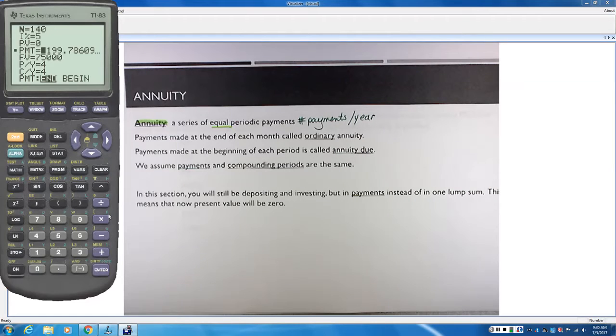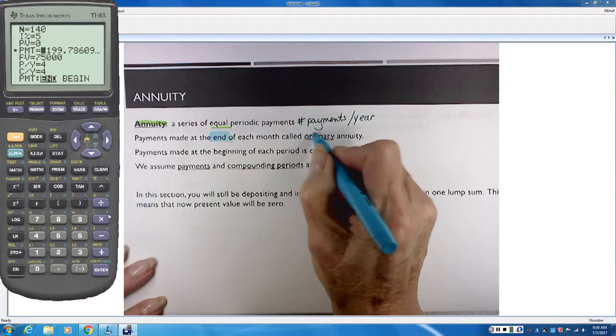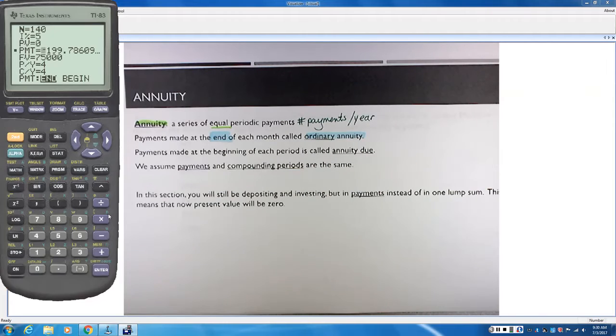You need to understand that your payments, as far as we're going to talk about, are going to be made at the end of the month. That's called an ordinary annuity. Most of the time, we make payments at the end of the month rather than make them at the beginning of each period.